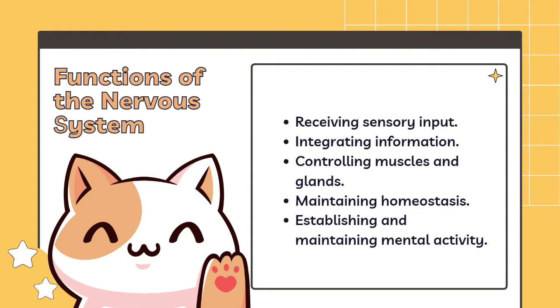On the third one, controlling muscles and glands, our skeletal muscles normally contract only when stimulated by the nervous system. Thus, by controlling skeletal muscles, the nervous system controls the major movements of the body. The nervous system also participates in controlling cardiac muscles, smooth muscles, and many glands.